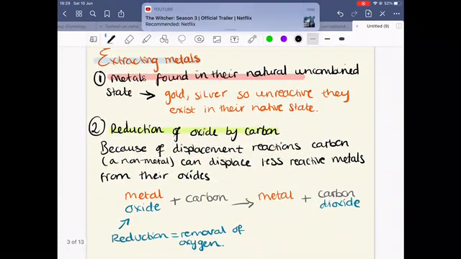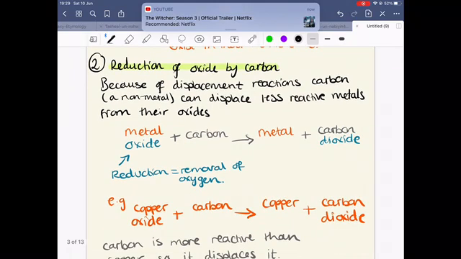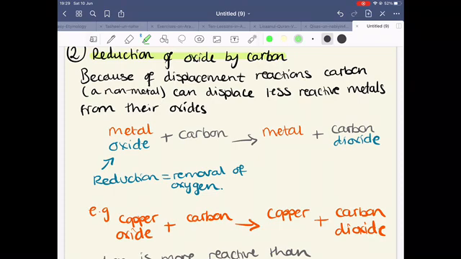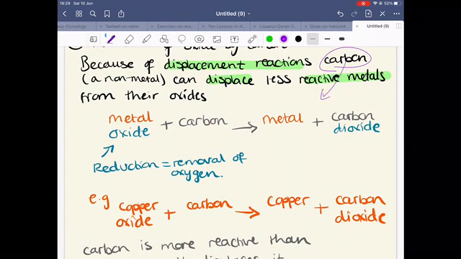So metals found in their natural uncombined state are not included in extracting metals. So, reduction of an oxide by carbon, and we've done this practical as well. Because displacement reactions of carbon can displace anything that's less reactive from the oxides, if we heat the metal oxide, such as copper oxide, with carbon, the carbon is more reactive, so it will displace the metal, which we can then extract, and then we form carbon dioxide.